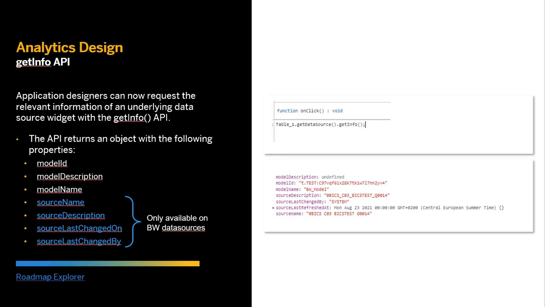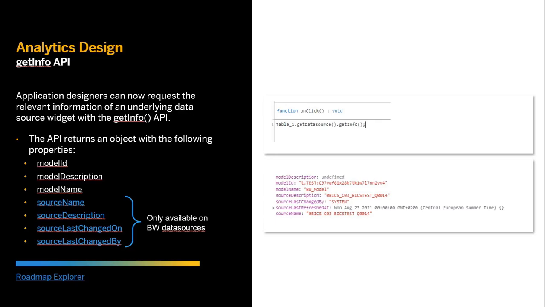The last feature we are also delivering with the Q4 QRC release is a script API to get the data source information. With this API, you will be able to retrieve the SAC model behind your chart or table, and in case it's a BW data source or BW live connection, you can also retrieve the BW query name and display this data source information, data model information, and BW query information in your analytical app.